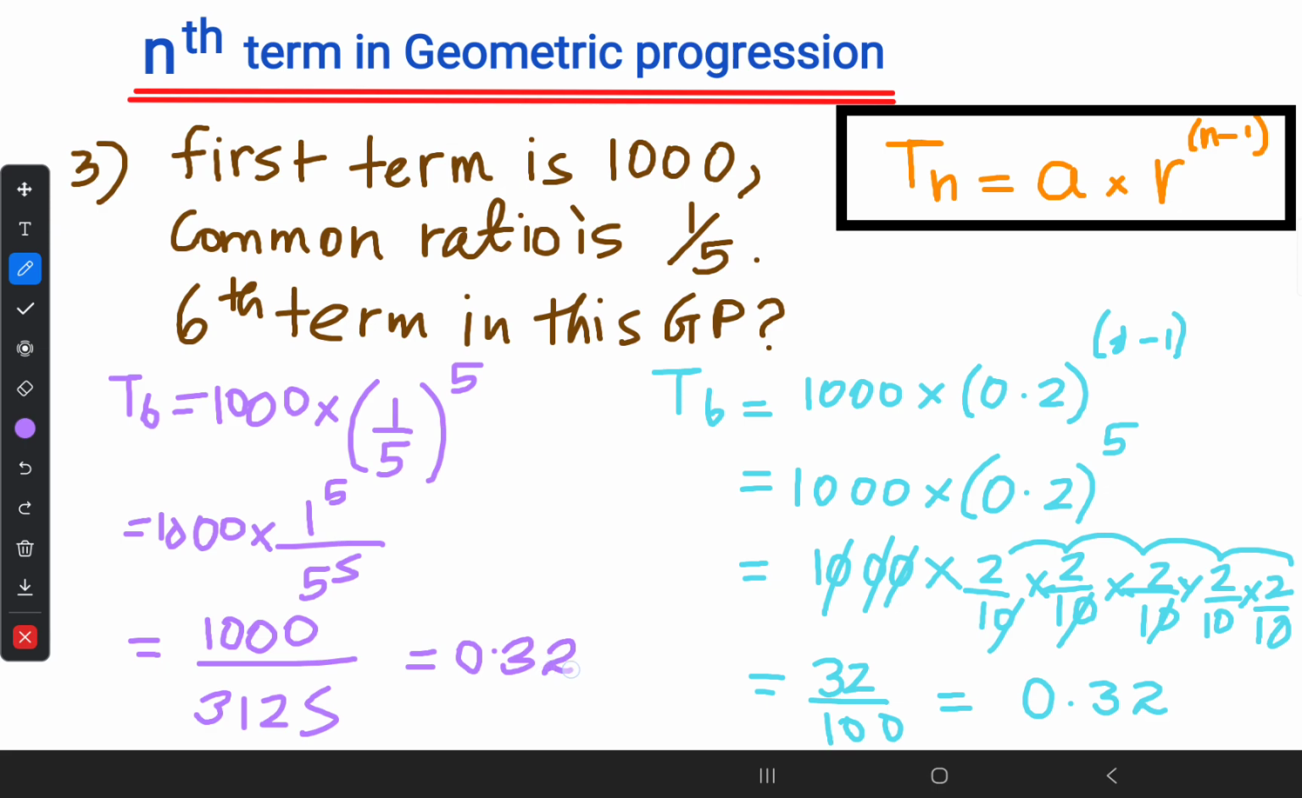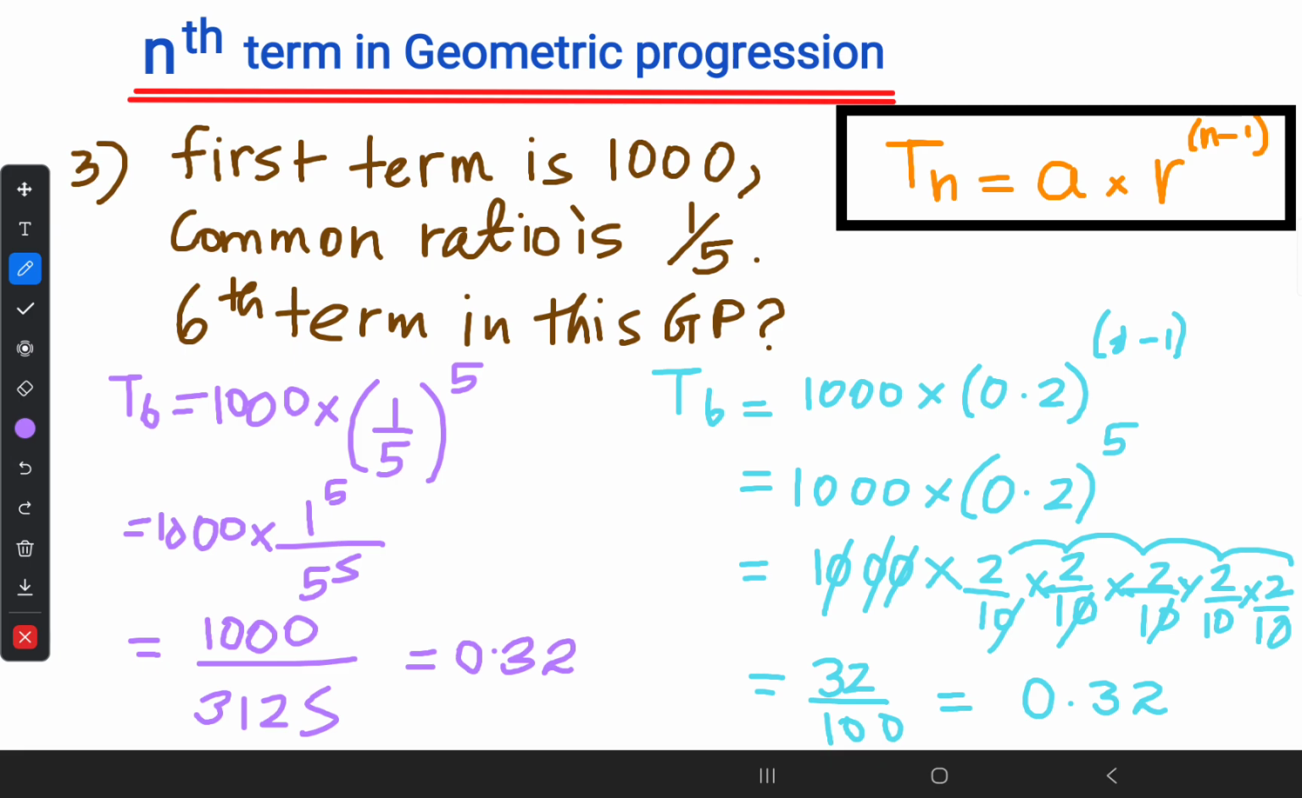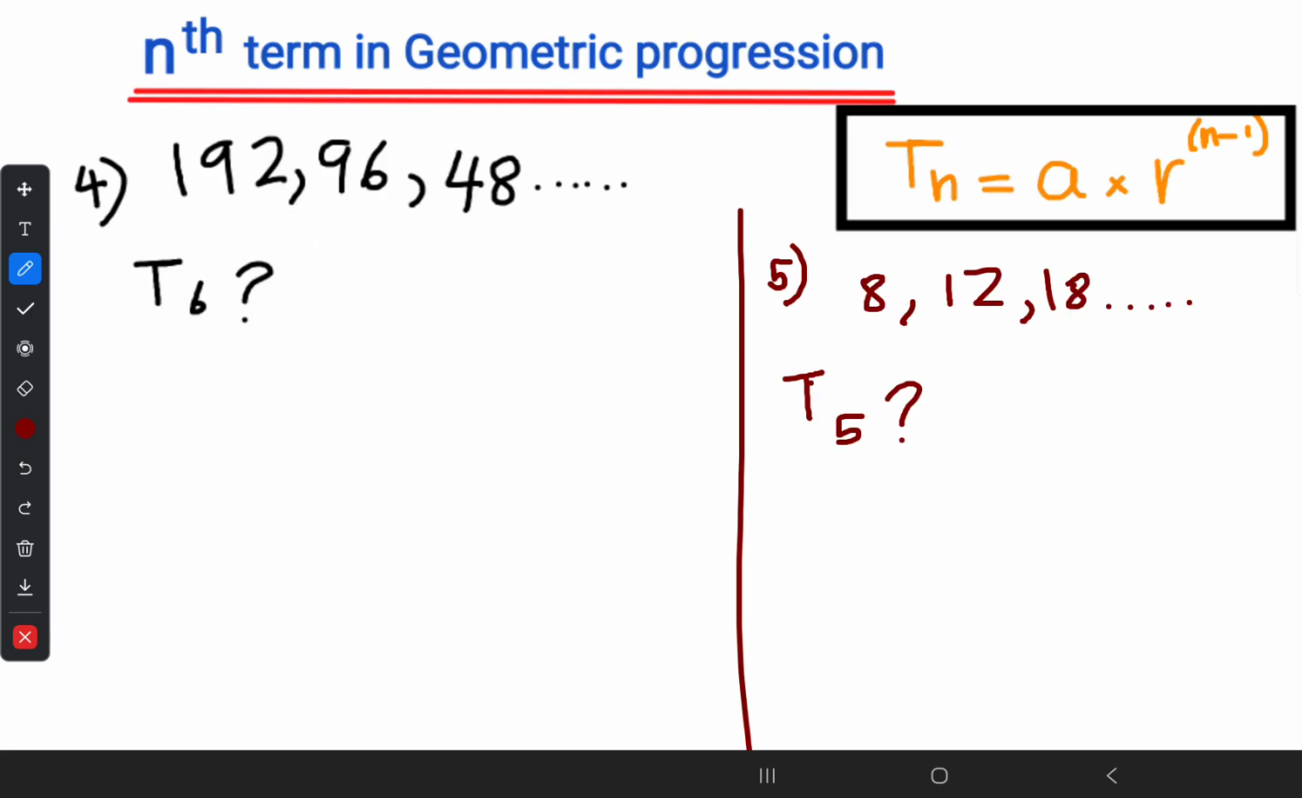You can use the suitable method according to your convenience. This one or this one. That is your convenience. But both are suitable methods. Finally, you will have the same answer. So for the fourth question, T6, directly the question is asking about T6. So what you have to do is, first of all, you should find A and R value.